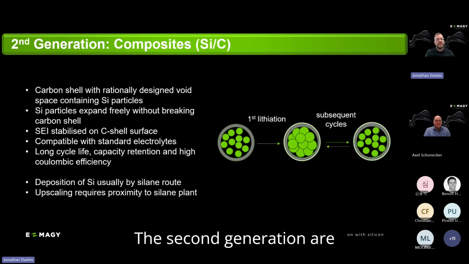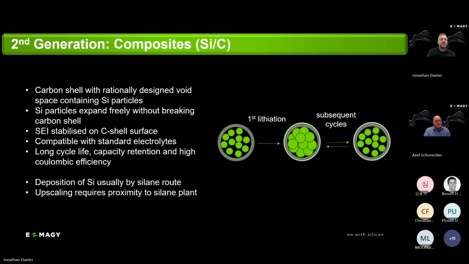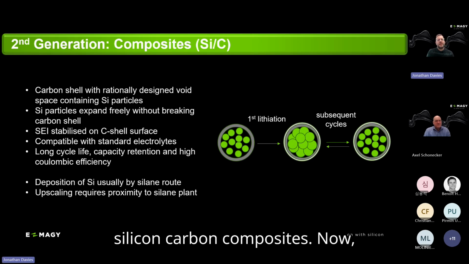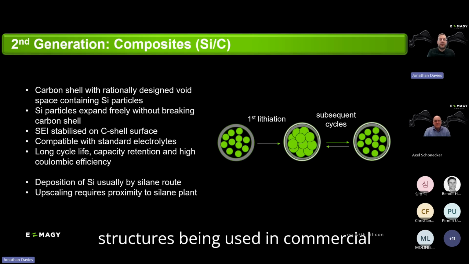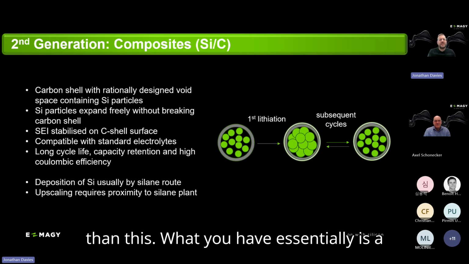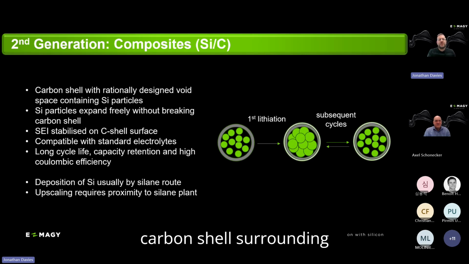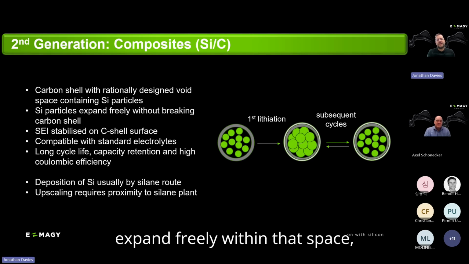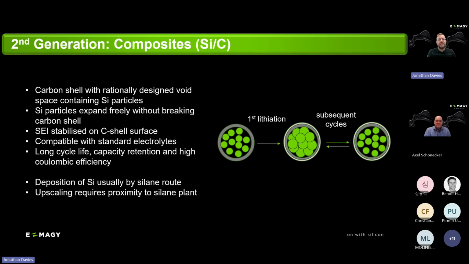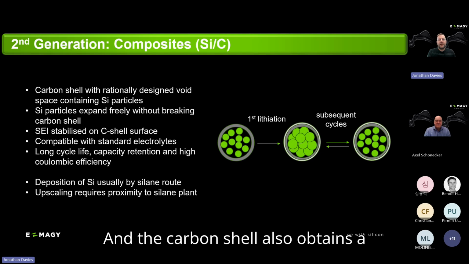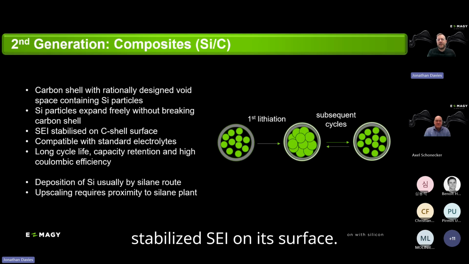The second generation are silicon carbon composites. Now, I've shown a schematic on the right-hand side here. The actual structures being used in commercial products are a little bit more complex than this, but what you have essentially is a carbon shell surrounding a void space containing silicon particles. During the first lithiation, these particles expand freely within that space, but without breaking the carbon shell. And the carbon shell also obtains a stabilized SEI on its surface.